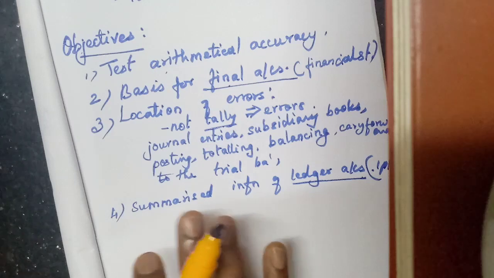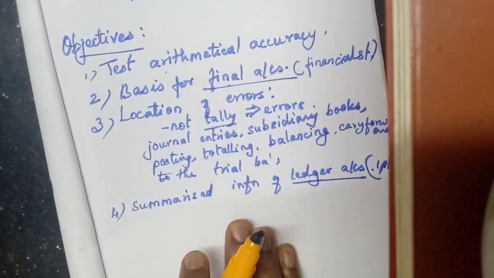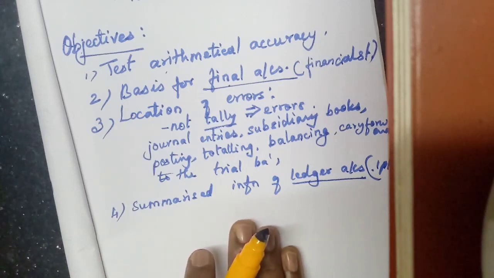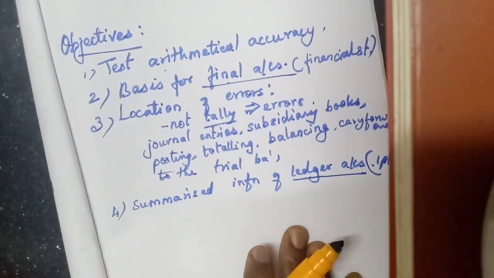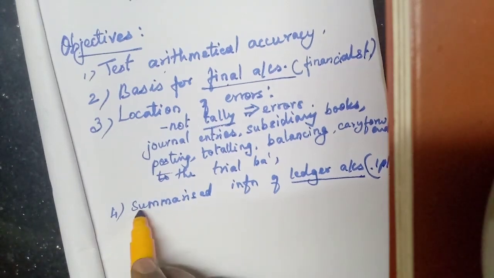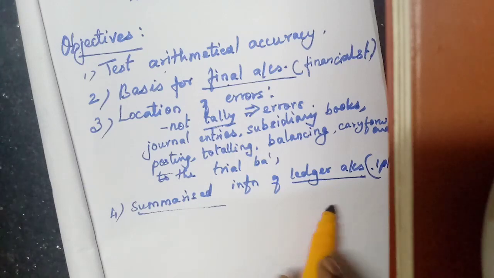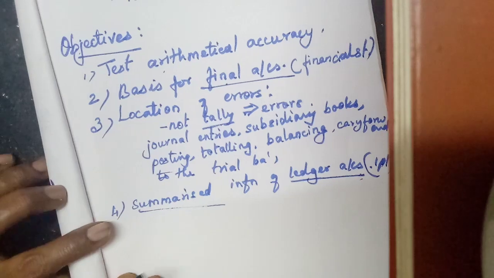How much are the purchases this year? This much. The balance of purchases, the balance of sales. What is the cash sales, the total sales, cash and credit sales, everything together, we could see. So summary information of all the ledger accounts is given in one place, called the trial balance. All these are the objectives.